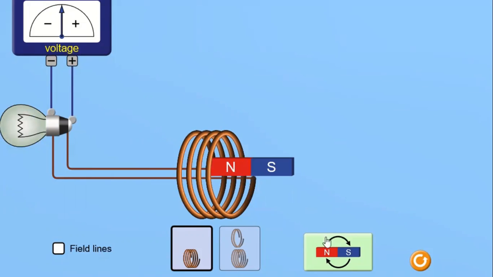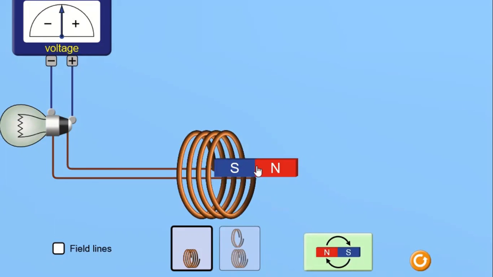Now let's do one more thing. Let me change the polarity of the magnet. Do you see that? When I change the polarity of the magnet, for that moment when the polarity changed, there was current in the circuit. Now I move out, it goes left, and I move in, it goes right. That means the direction of the current has changed with respect to the polarity of the magnet also, right?